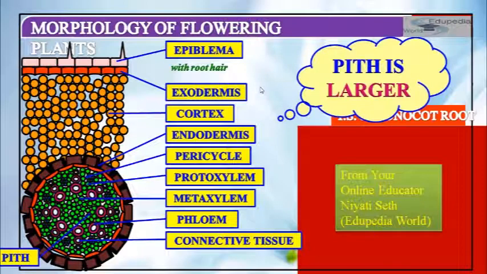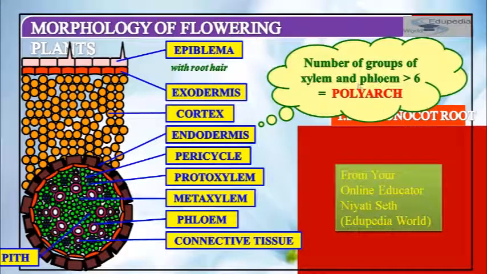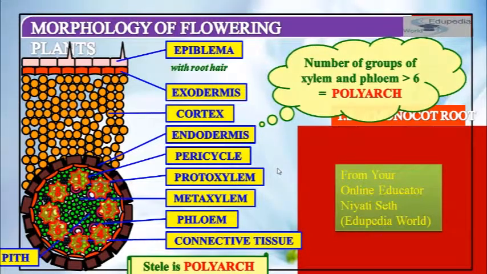Okay. And please note that in monocot root, pith is larger. And the number of groups of xylem and phloem is more than 6. That's why it is called polyarch. See, 1, 2, 3, 4, 5, 6, 7, 8. Okay, more than 6. That's why it is called polyarch, students. Okay. So the stele is polyarch.